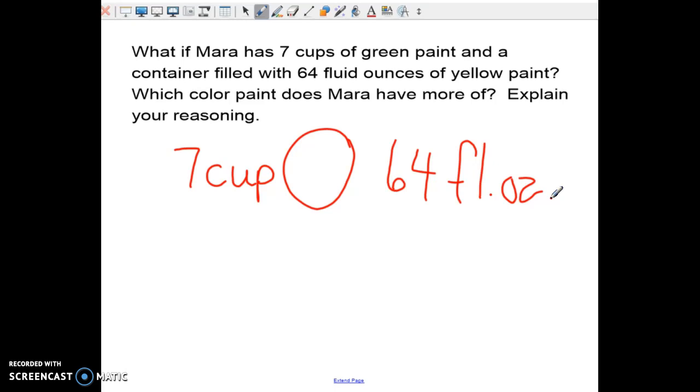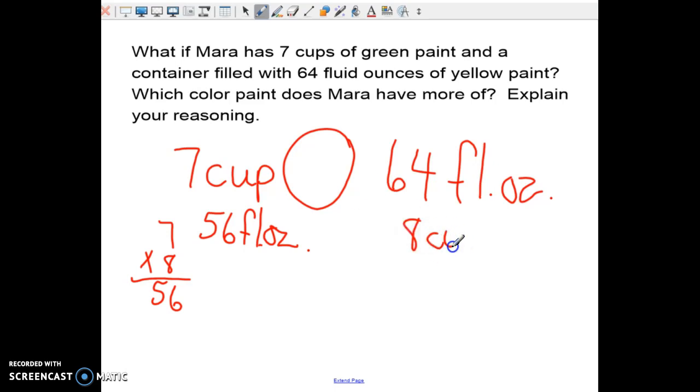Okay, so what way can we do this? Take 7 times 8. What is 7 times 8? 56. So now we're at 56 fluid ounces, right? Could we have divided 64 by 8? Yes, and what would we have been at then? 8 cups, right?